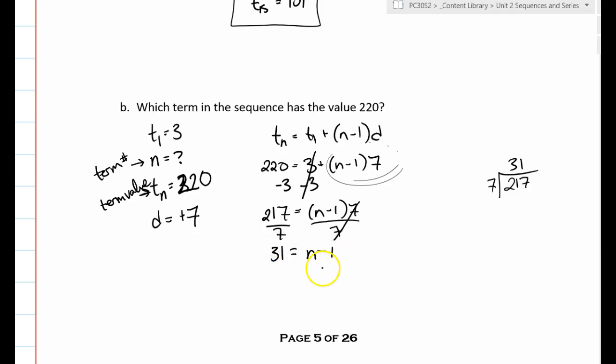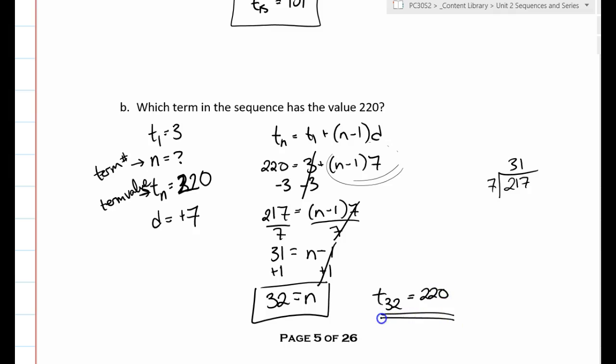I'm subtracting 1 from n, so I'm going to add 1 to make it 0, so it's just n left on the right-hand side. And so 32 is my final answer. So it's term number 32 that is 220. Is what we're actually saying.